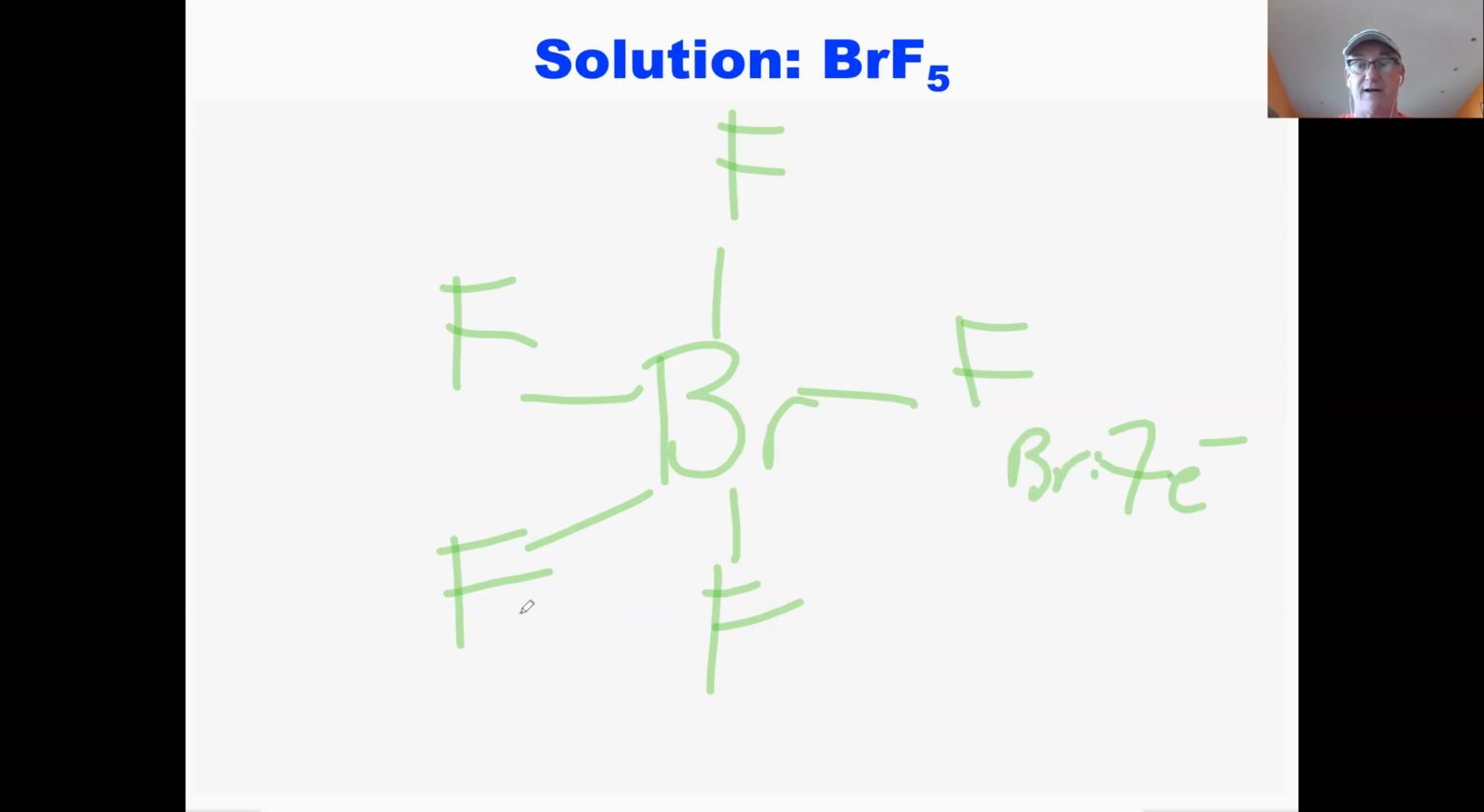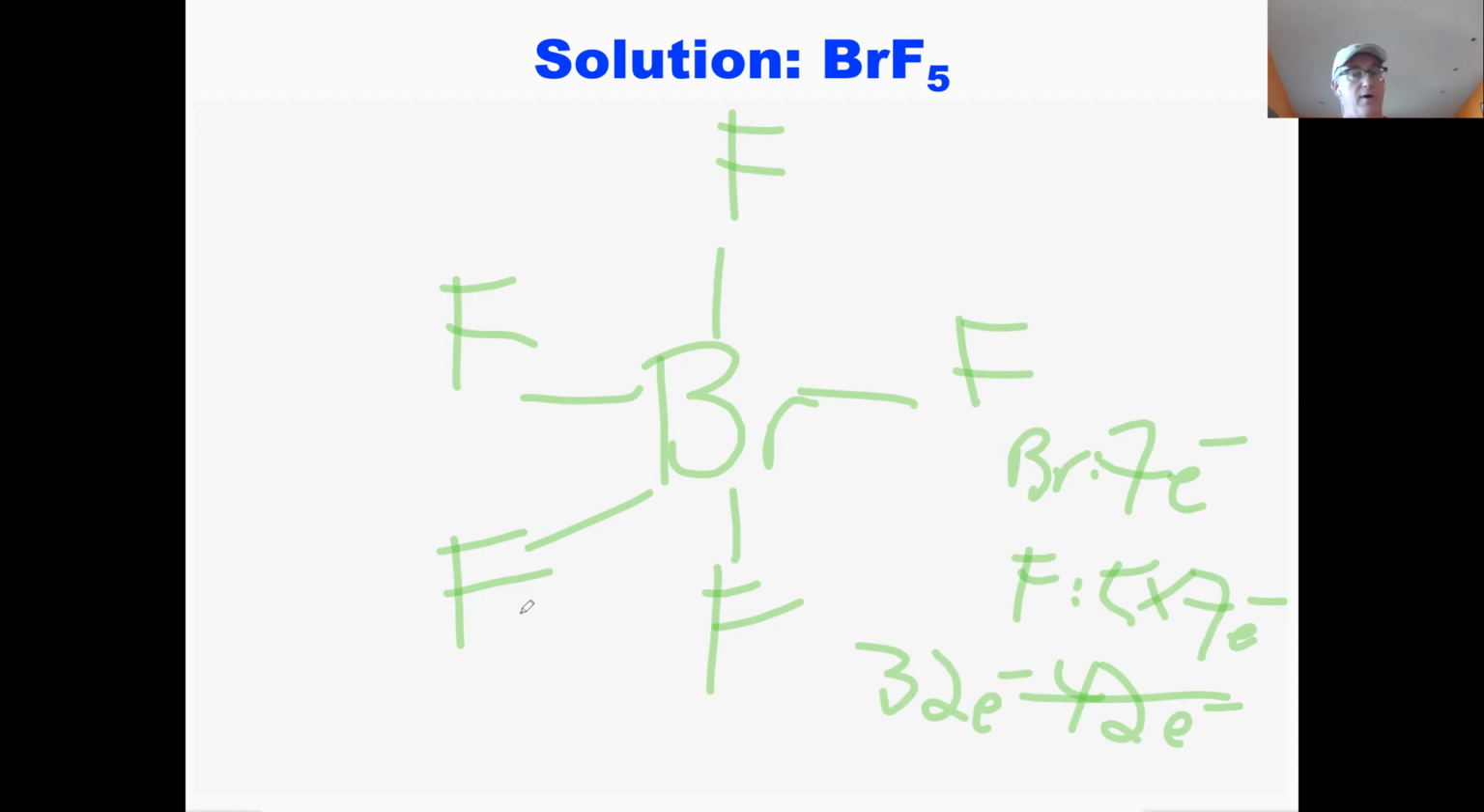So basically right here we've got a total of 42 electrons this time. Whereas before we had 40. So we got 2 more electrons this time. And I think you know where those electrons are going to go. So we have 42 total electrons. We've got 10 in bonds already. So that's 32 electrons. And where do we start putting our electrons?